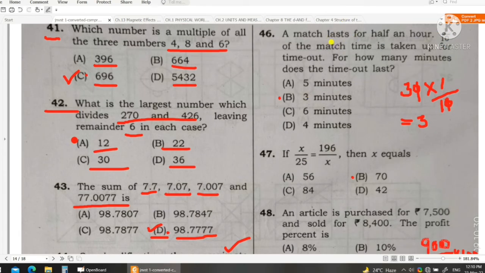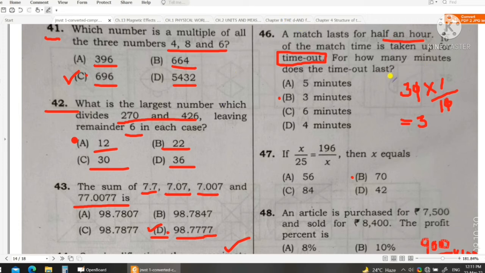In question 46, a match lasts for half an hour, यानी कि कोई एक मैच है उसकी बात करता है कि जो हाफ एन आवर का मतलब 30 मिनट्स तक चलता है. ओके, 1/10 of the match time is taken up for time out. टाइम आउट वो प्रोसेस होता है जिसमें कोई टीम या दोनों टीम कुछ देर के लिए अपना एक रेस्ट लेते हैं, that is for any purpose.